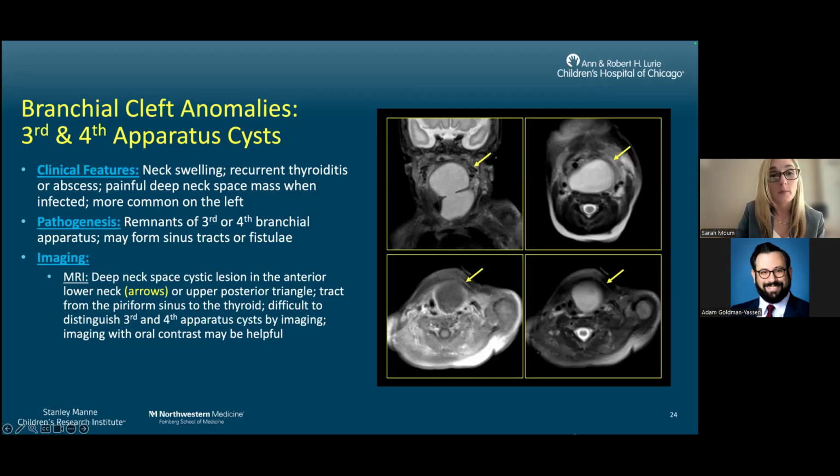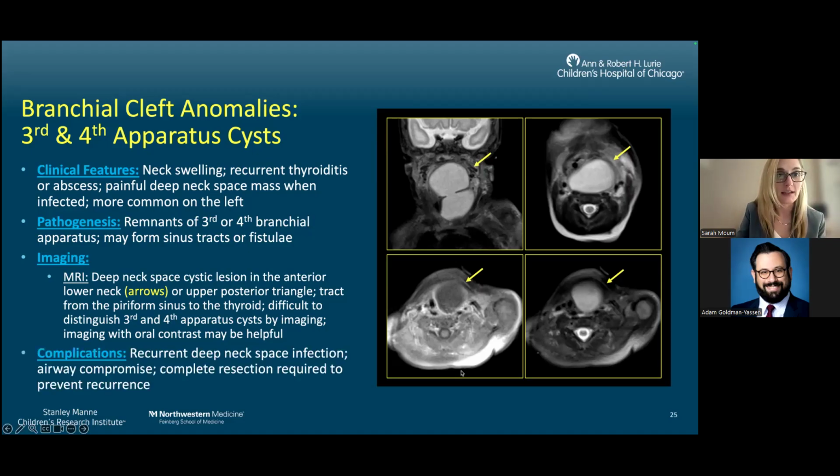So here, this ended up being a type 3, a large cystic lesion centered in the midline neck at most levels, superior and inferior. Lesions are prone to infection. When large, as in this example, they are prone to airway compromise. In the example I'm showing here, you can see that it's laterally deviating the airway. And certainly complete resection is going to be important, just like the other apparatus cysts, to prevent recurrence.